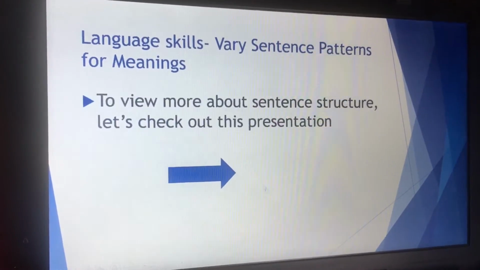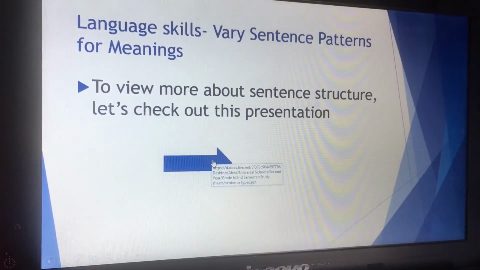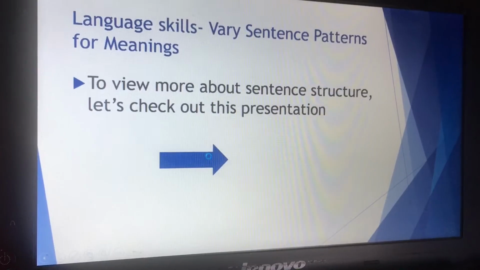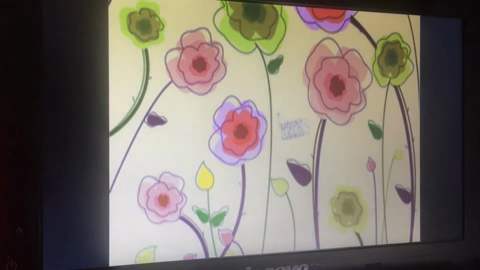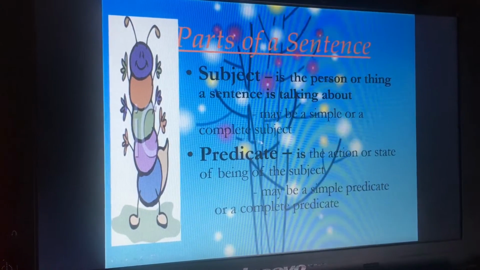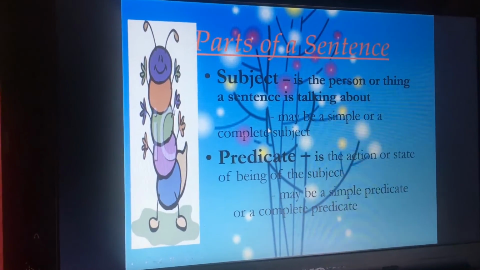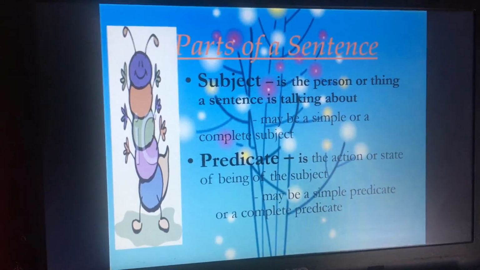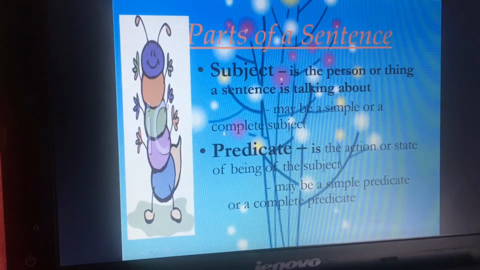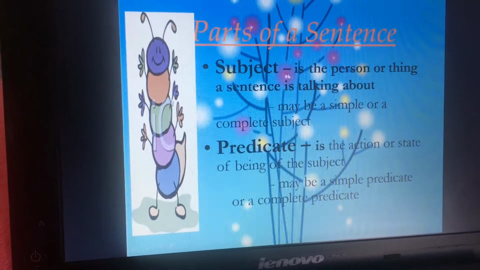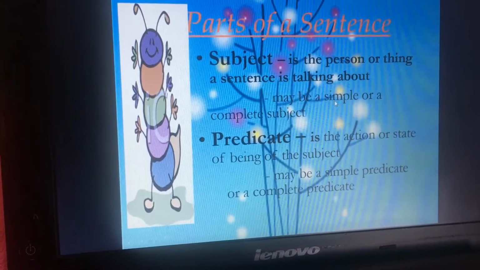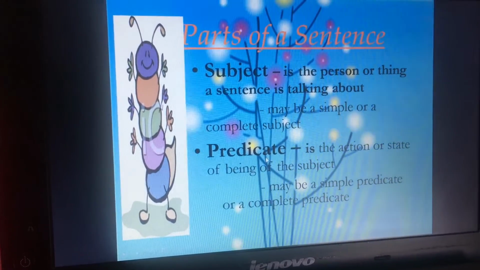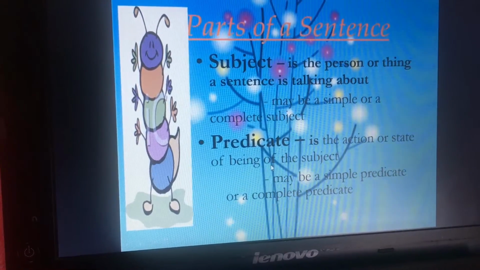To view more about this lesson, we're going to see another presentation that talks in detail about them. Let's check it out. Now, the parts of a sentence, as we said, this is just like a revision before we begin with our exercises. It talks about a subject and a predicate, which means the verb. A subject is the person or thing the sentence is talking about. It may be a simple or a complete subject. Now, predicate is the action or state of being of the subject.